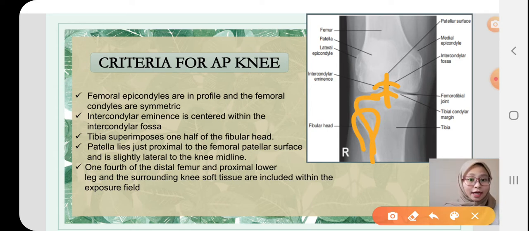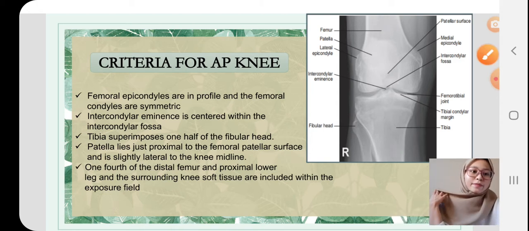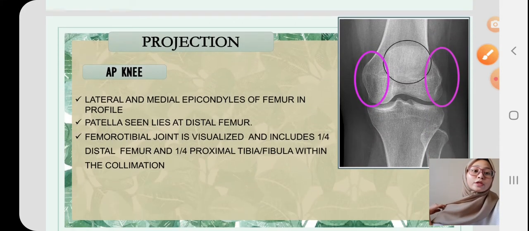Next, the patella lies just proximal to the femoral patellar surface, and it is slightly lateral to the knee midline. And lastly, 1/4 of the distal femur and 1/4 of the proximal tibia and fibula are included within the exposure field.